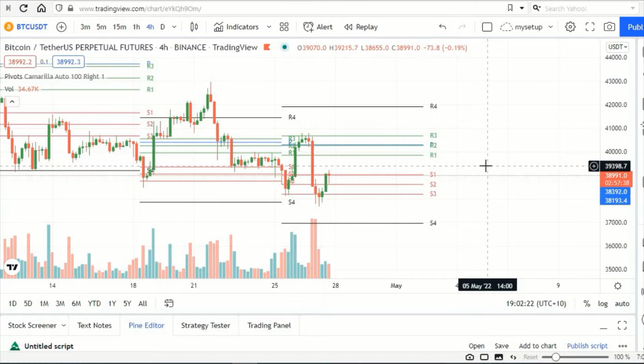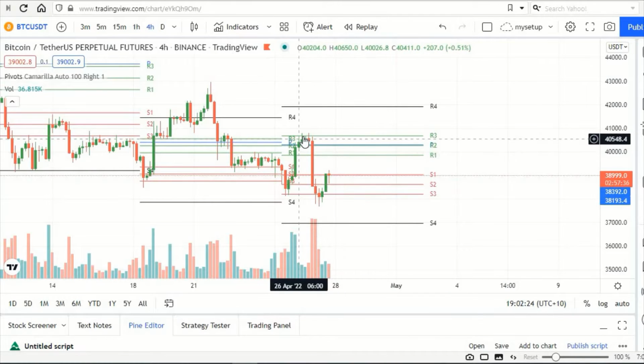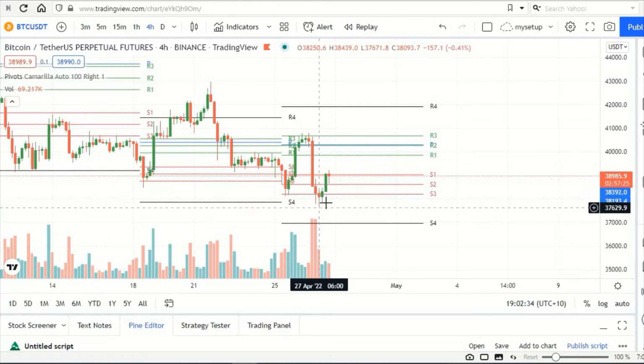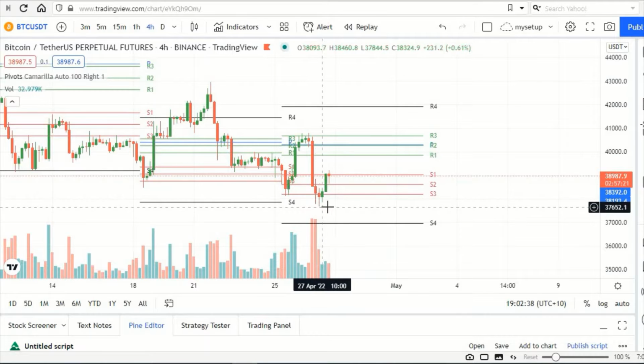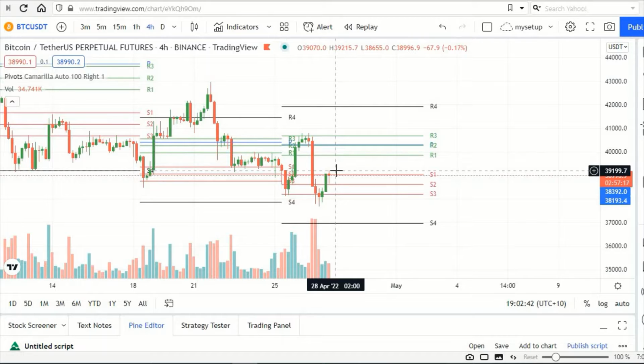If we look from the Camarilla pivot point view, it took resistance around the R3 level, went below the pivot point, and went down to the S3. In fact, it slightly broke the S3 level as well. It took some kind of support, and then it's bouncing back at the moment.